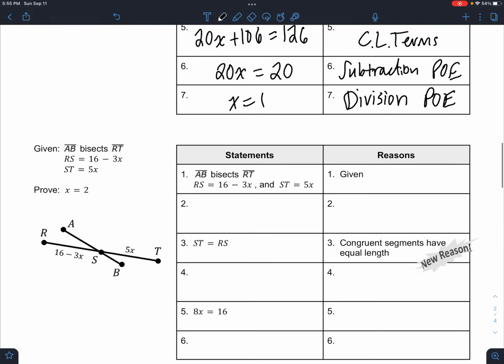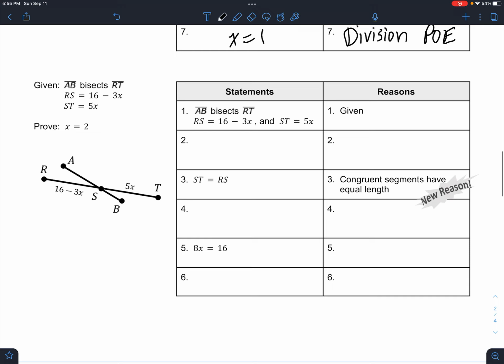Okay. We have a new reason here that I haven't mentioned yet, although we have talked about it, I just didn't give it away formally. So congruent segments have equal length. Okay, like fair, right? But that's actually a hint for the proof, because if it says congruent segments, it's likely that this is going to have to do something with congruent segments, with a congruent sign. Okay, so this was the same question from the review.